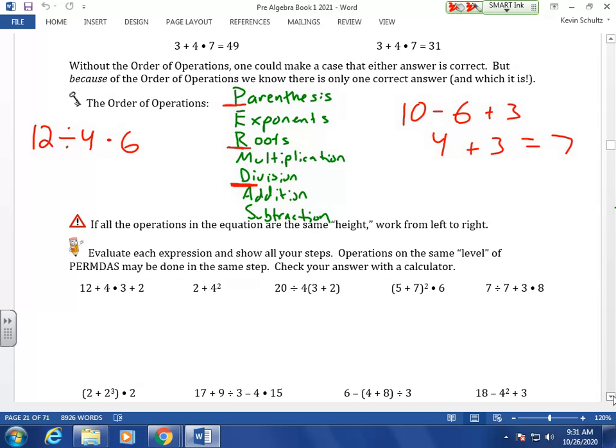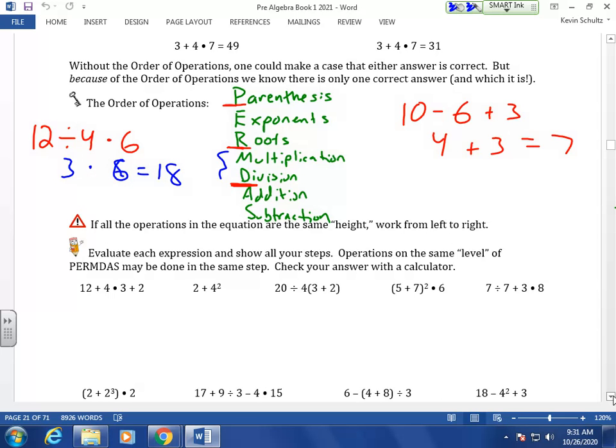So you look at this equation and say, okay, I don't have any parentheses, any exponents, or any roots. There's no addition or subtraction. All I'm working with are operations that are right here, which means you work from left to right. 12 divided by 4 is 3. 3 times 6 is 18.